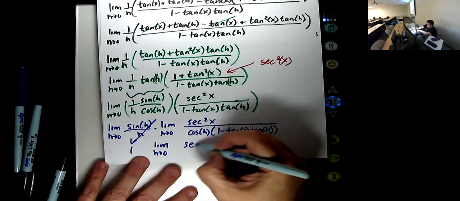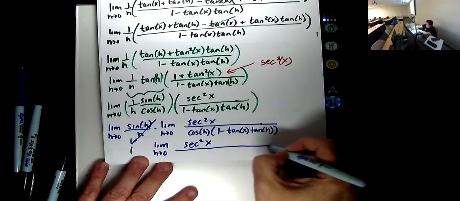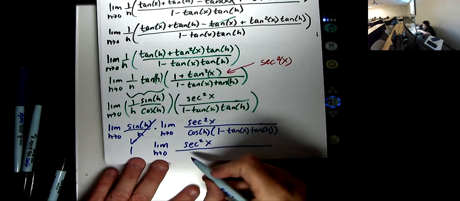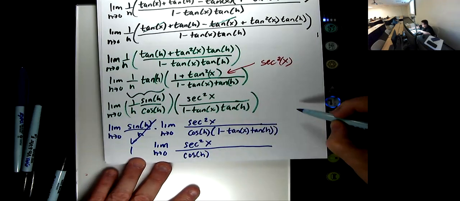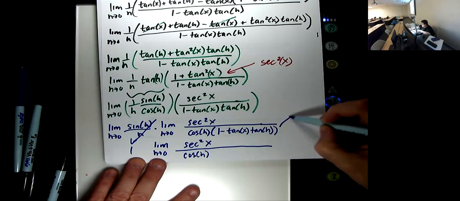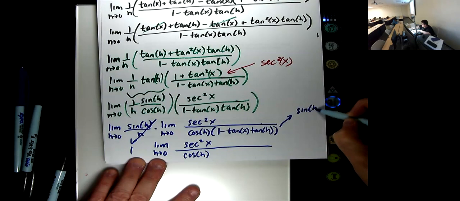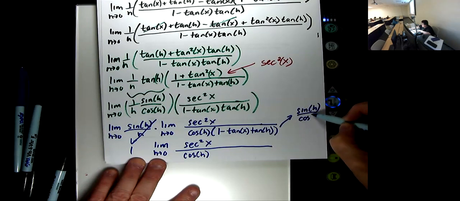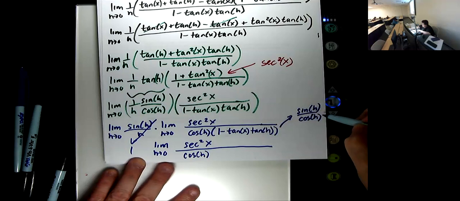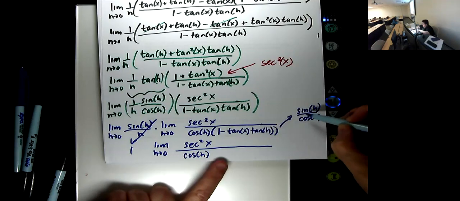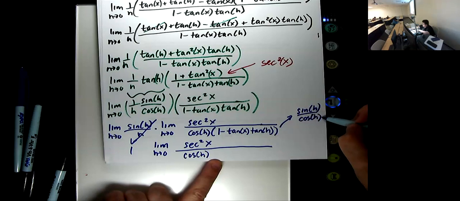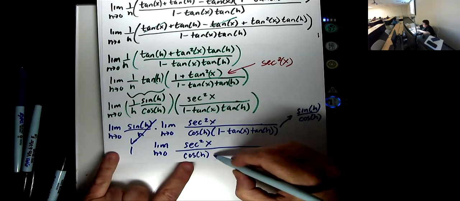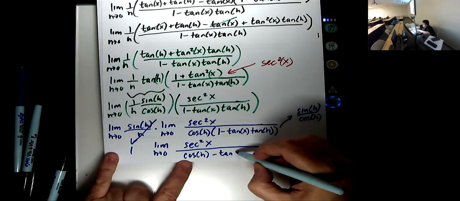I have secant squared x on top. I'm going to distribute that cosine h. I've got cosine h there. And tangent h is sine h over cosine h. So when I multiply cosine h times tangent x times tangent h, it should cancel out that cosine h. And I should get minus tangent x sine h.